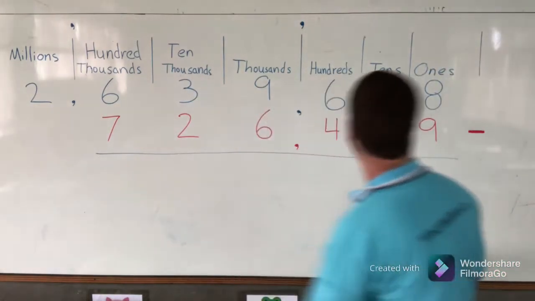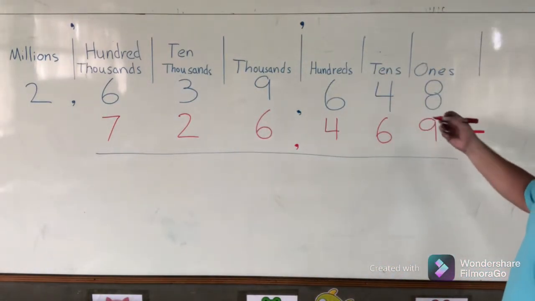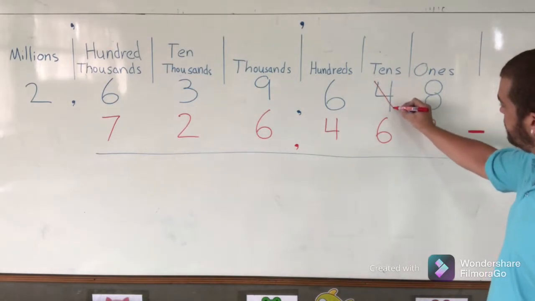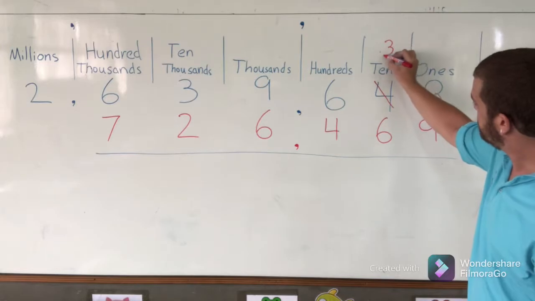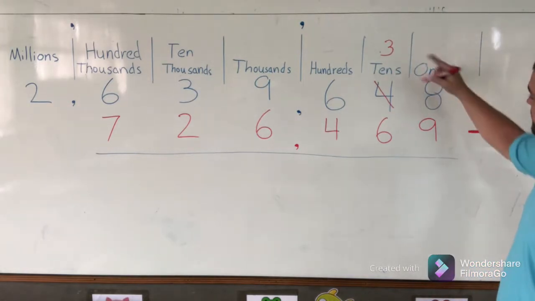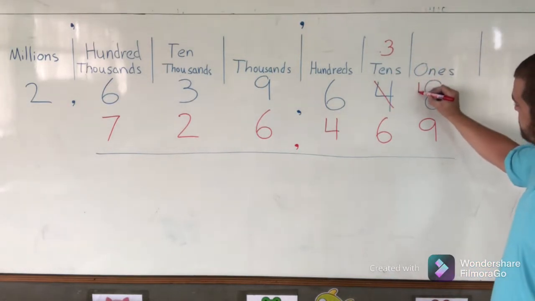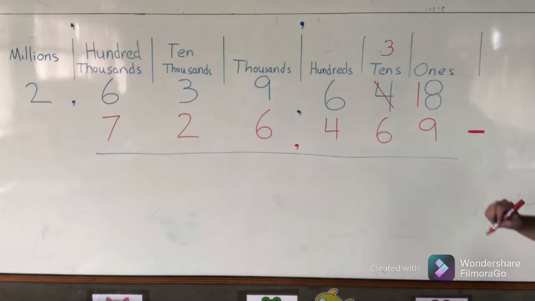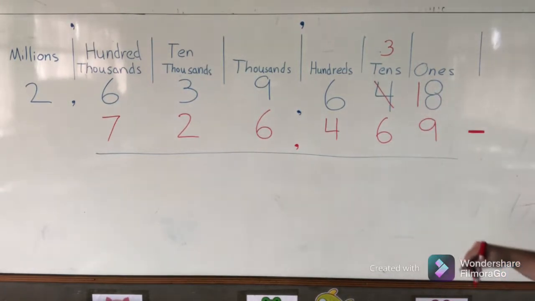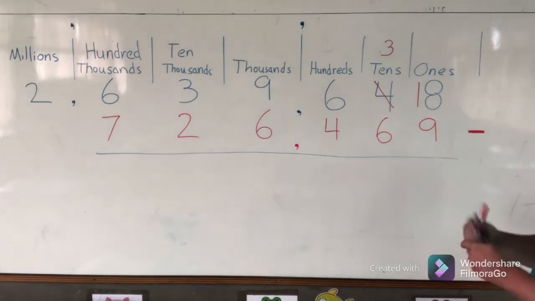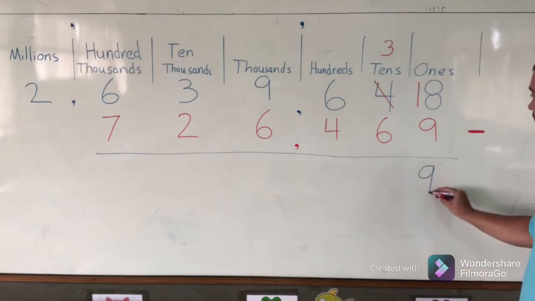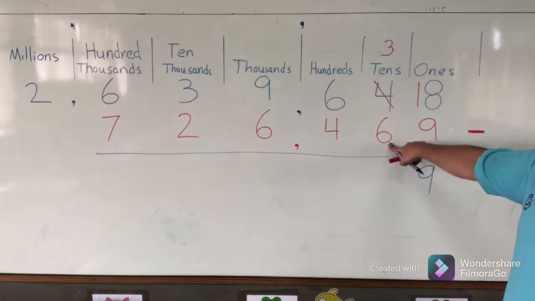No, you have to borrow one of your 10s. So let's go ahead and cross out the 4, and we'll put 3, okay? And let's give 10 ones to your ones column. So it's 9 minus 18. That gives you 9. Okay, now we move to our 10s column.